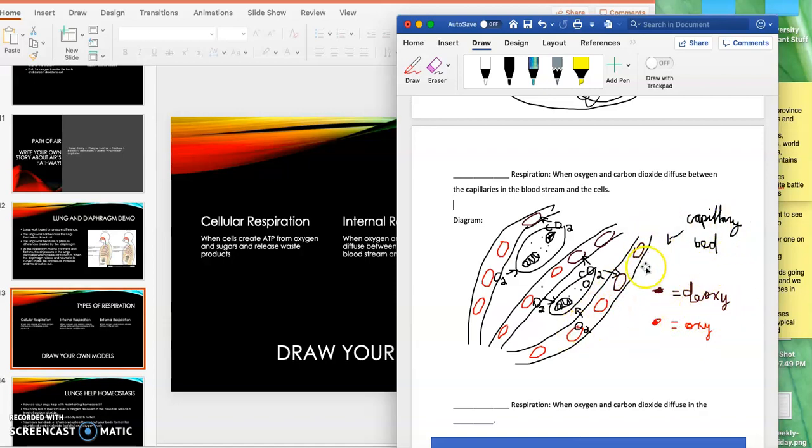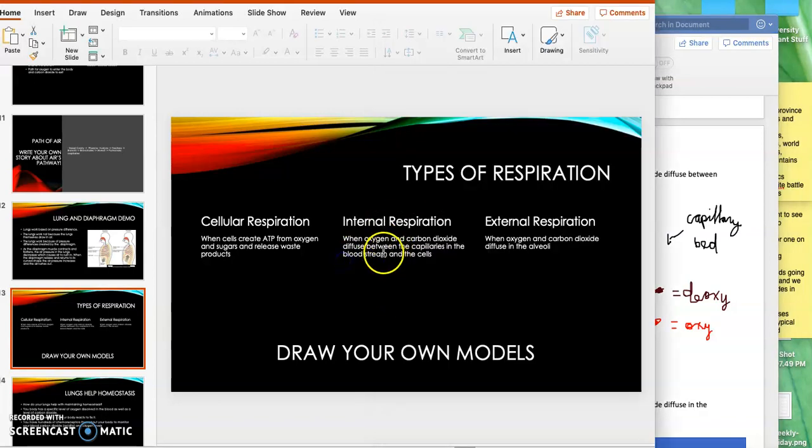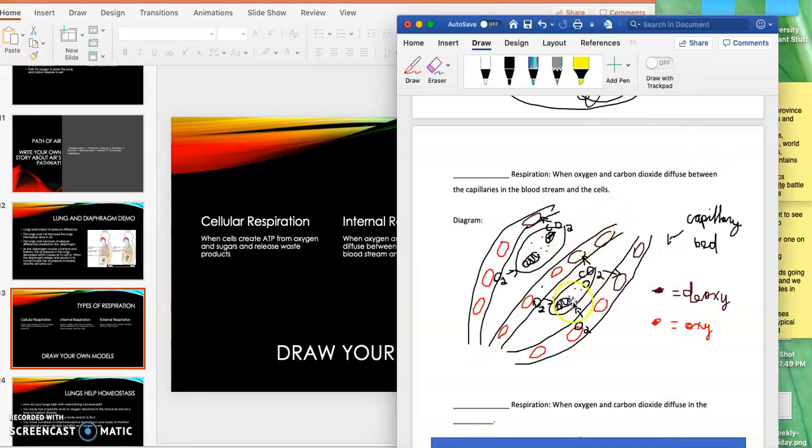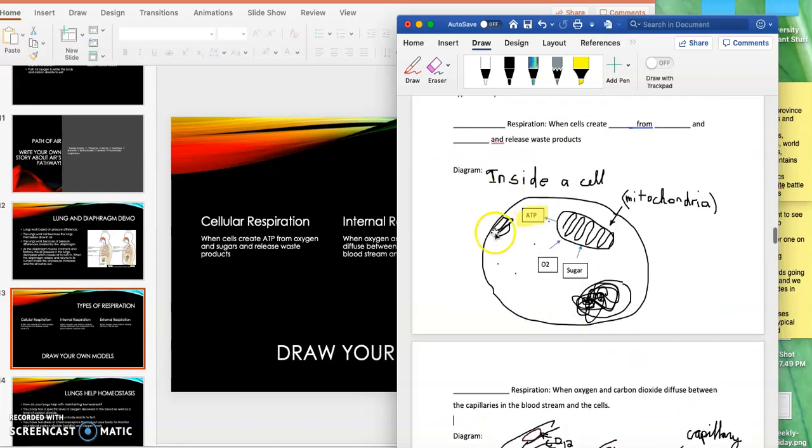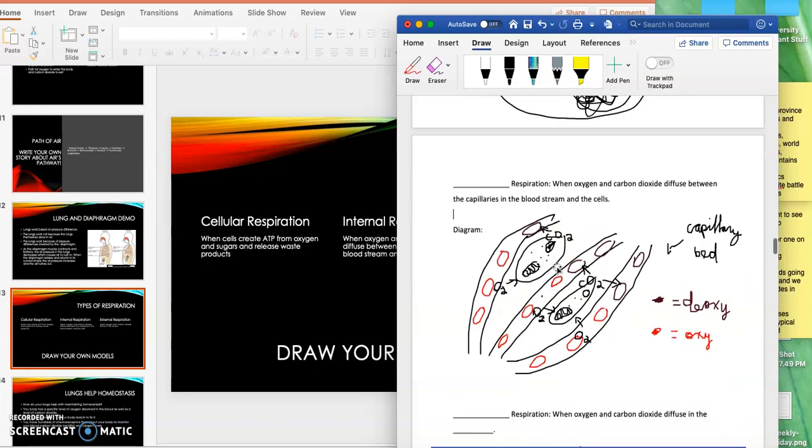And this is pointing towards this as a capillary bed. These are my capillaries, these kind of longer tubes, and then these are my two cells that I've drawn in here. So it says when oxygen and carbon dioxide diffuse between the capillaries in the bloodstream and the cells. So I have my capillaries, I have my cells. This is my oxygen diffusing into my cell and my carbon dioxide diffusing out of the cell into the bloodstream. So again, this is internal respiration because it's happening really deep inside the body. Cellular respiration was happening inside the cell. Internal respiration is happening deep inside the body.